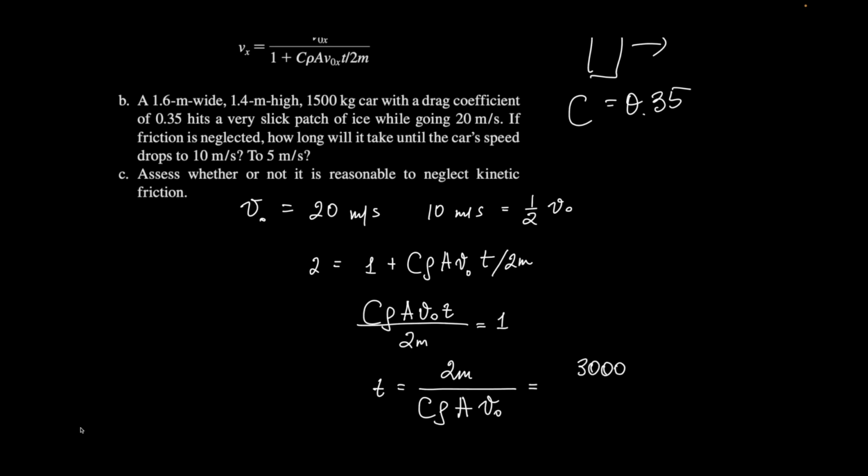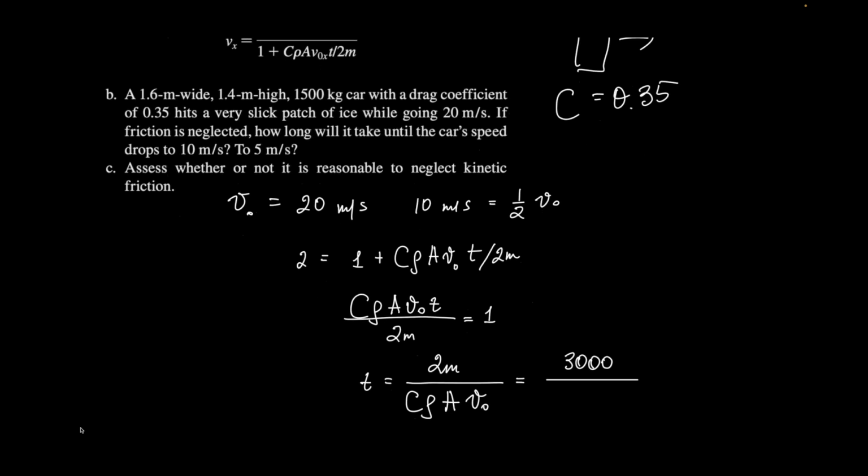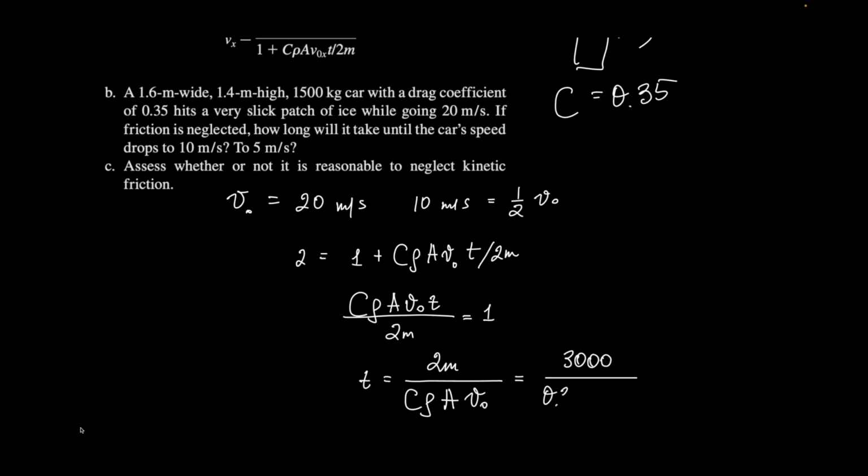This is 2 times the mass of 3,000, divided by, since it's a sideways moving rectangle, C is 0.35, the coefficient, it's all lookup-able, times rho, which is 1.2, the density of air. Then we have 1.4 times 1.6. Initial velocity was 10. So technically this comes to 150. So I get 150 divided by, in parentheses, 0.35, 1.2, 1.4, 1.6, which gets me 159 seconds.